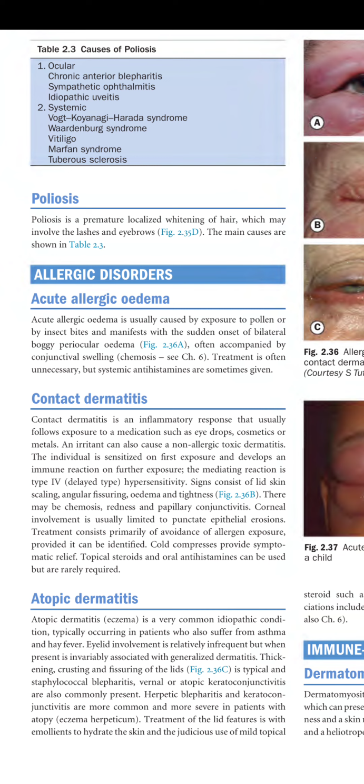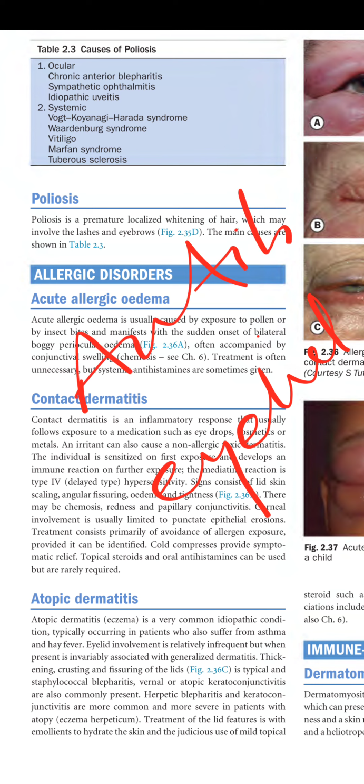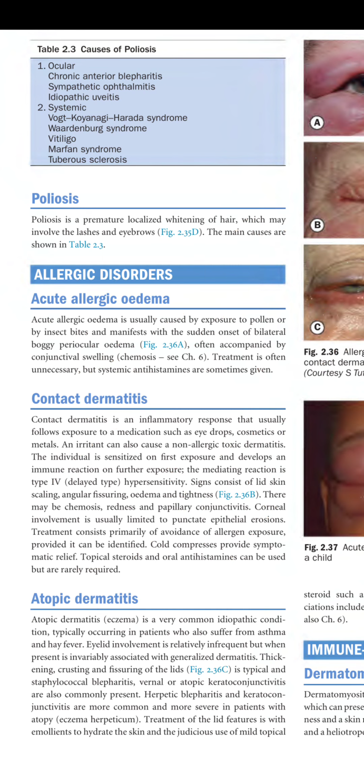Contact dermatitis. Basically, contact dermatitis is when something is in contact with the eyelid. It can be an antibiotic, eye drops, or cosmetics, anything that when it comes in contact with the eyelid causes a reaction. Contact dermatitis is an inflammatory response that usually follows exposure to a medication such as eye drops, cosmetics, or metal. An irritant can also cause a non-allergic toxic dermatitis.